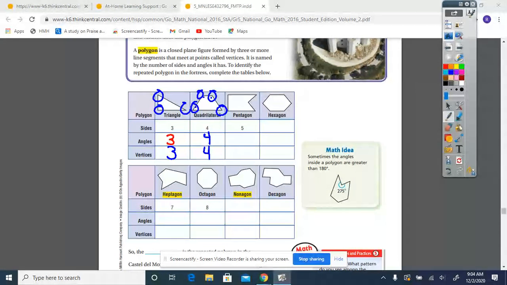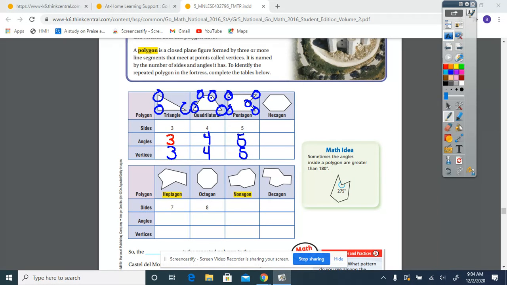For a pentagon, I want you to think about the Pentagon in our government. It has 5 sides. It has 1, 2, 3, 4, 5 angles. It has 1, 2, 3, 4, 5 vertices.